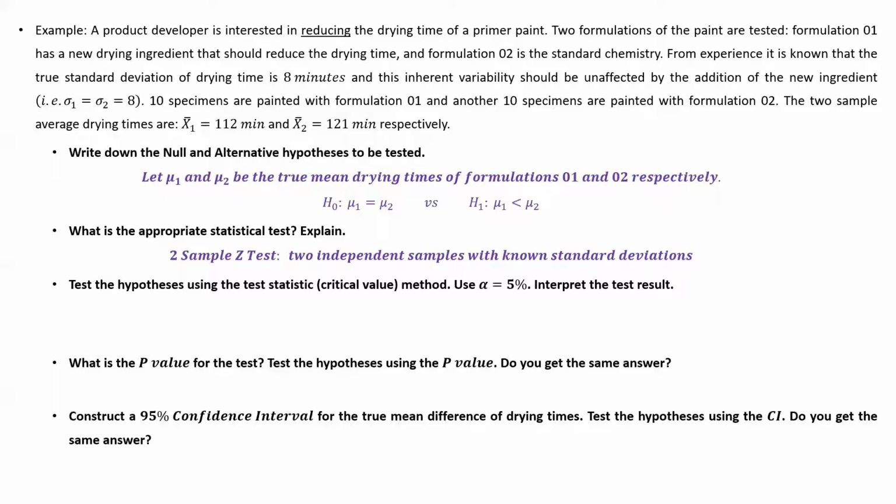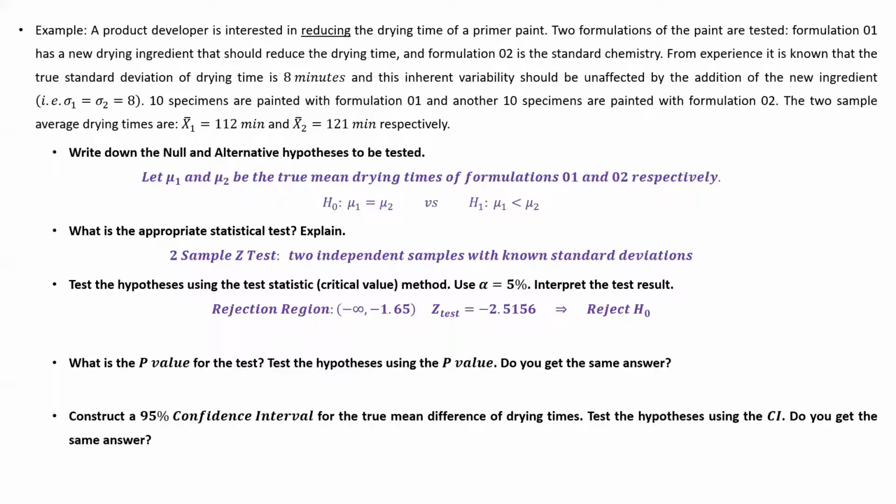Next question. Test the hypothesis using the test statistic critical value method. Use alpha equals 5%. Interpret the test result. This is a left-sided test. Therefore, the complete alpha is kept on the left tail of the standard normal distribution, and we get negative 1.645, or you can just say negative 1.65 as the left critical point. Therefore, the rejection region is from negative infinity to negative 1.65.